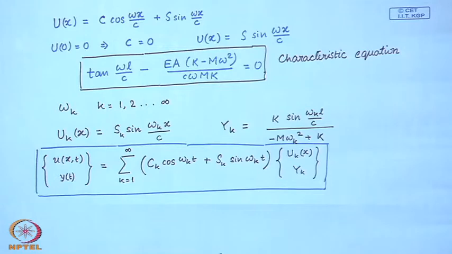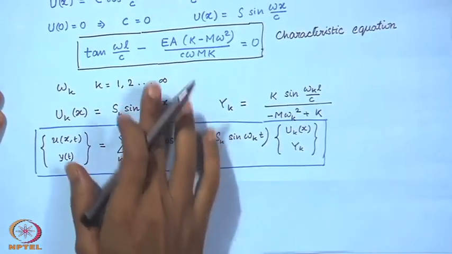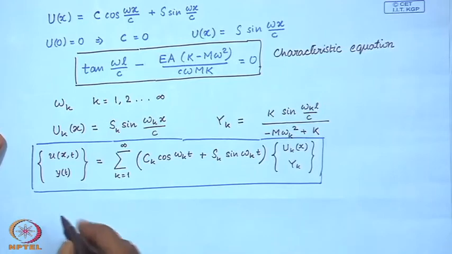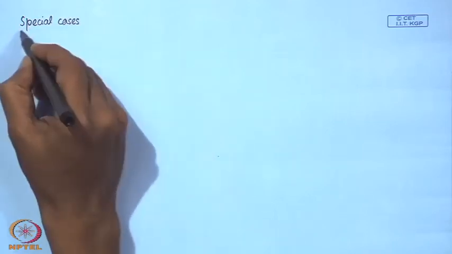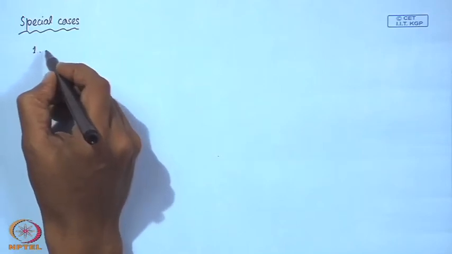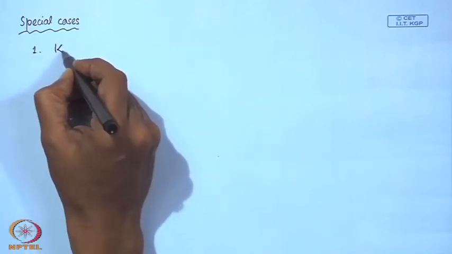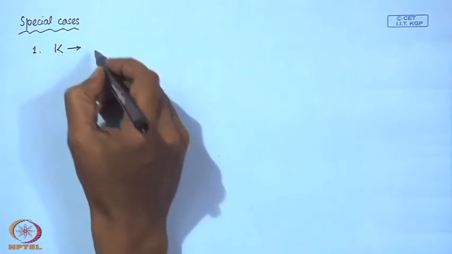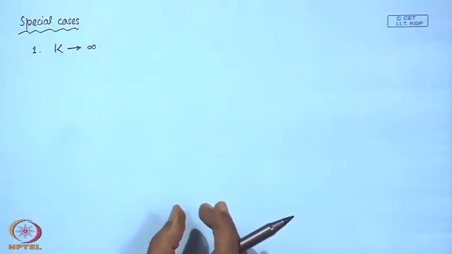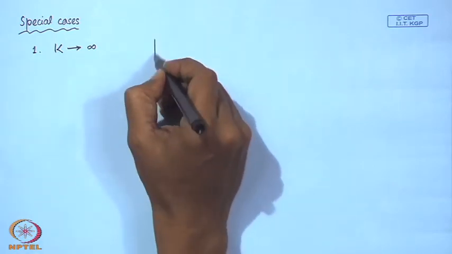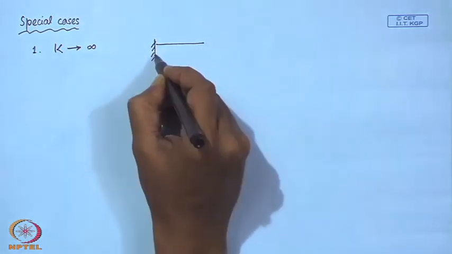Now, we can have two special cases which follow immediately from the analysis that we have performed. One is when the stiffness of the spring connecting the bar and the discrete mass tends to infinity, which means that the discrete mass is rigidly attached to the bar.